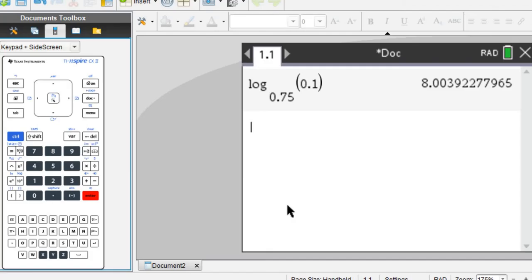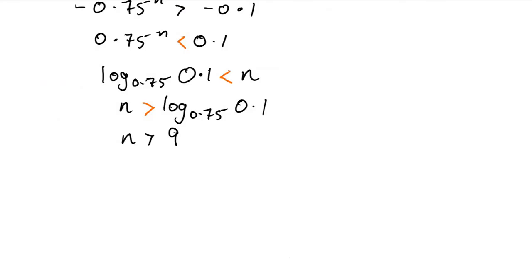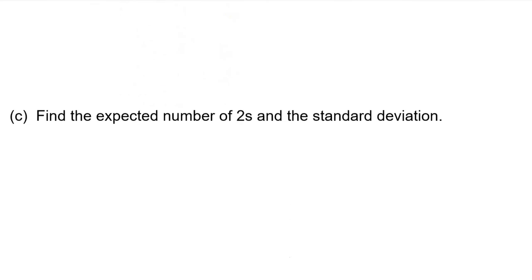Okay, so there's the answer we get when we do the calculation. It tells us that n must be greater than 8.0039. That's important because in this context, we have to round up to 9. 8 trials would not be sufficient. So n must be greater than 9. 9 is the smallest number of trials.